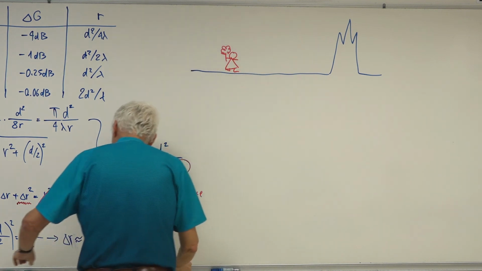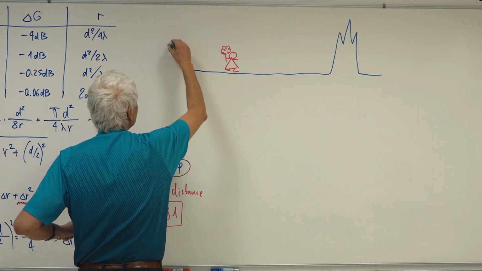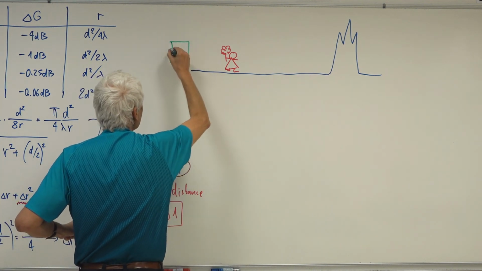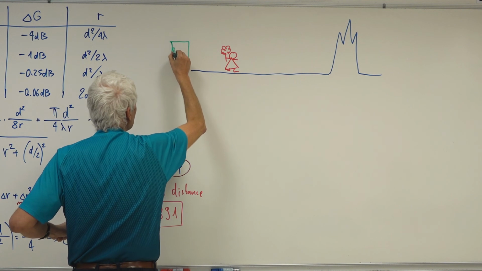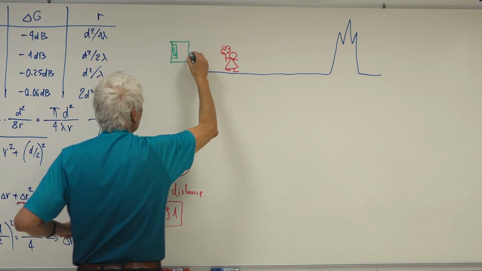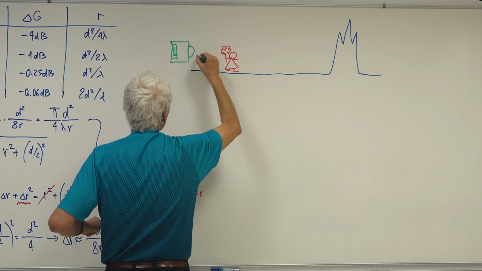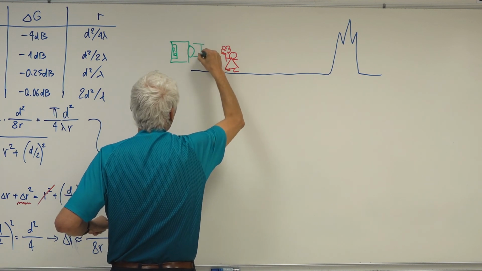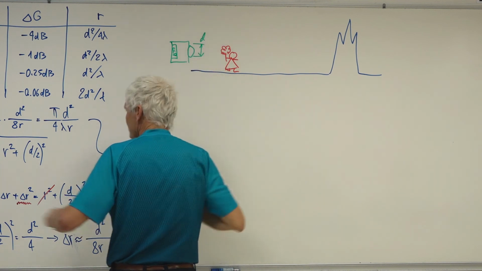And here you have your camera. This has a CCD sensor here and has a lens here, a lens with an aperture D. That's what we are talking about.